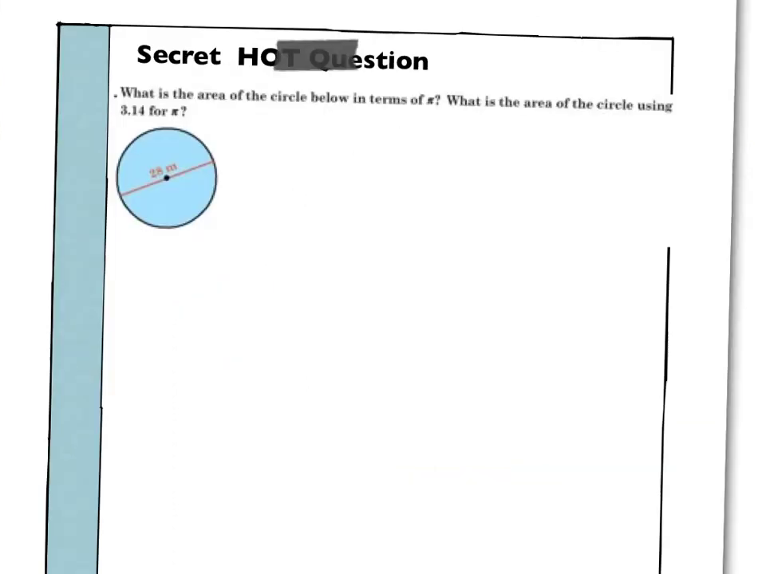Here's your secret hot question. What is the area of the circle below in terms of pi? And what is the area of the circle using 3.14 for pi? The diameter is 28 meters. Later, dudes.